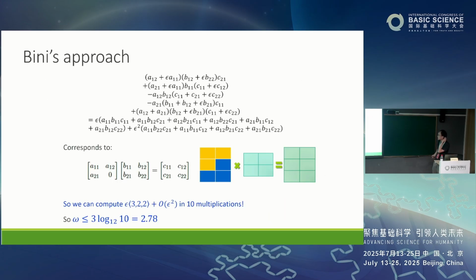Then how to use that? We can merge 2 of these together. Because these are 5 multiplications, this means that we can compute a 3 times 2 times 2 tensor in 10 multiplications. So omega becomes 3 times log of 10 to the base of 12, which equals 2.78.